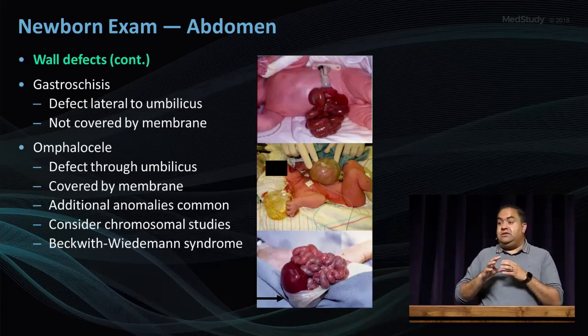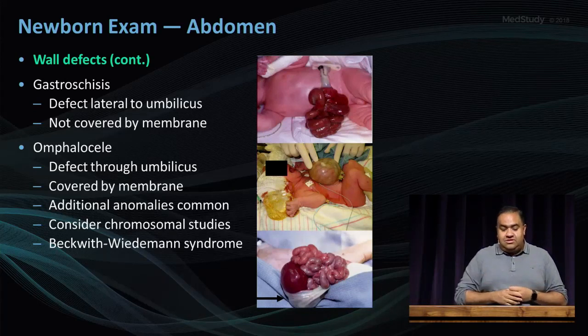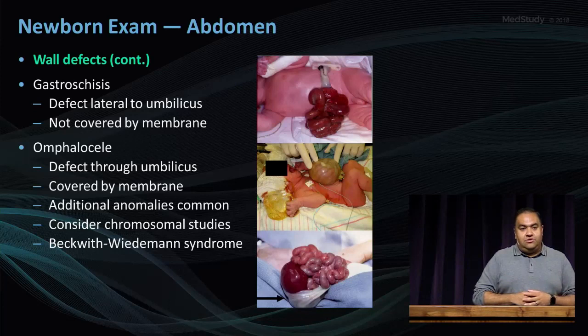Gastroschisis, gastro has gut issues that go with it. So usually they have feeding intolerance. They'll have higher risk of strictures. And so when they have just an isolated gastroschisis, you worry about more of the gut type issues. It's a defect lateral to the umbilicus, not covered by a membrane. And so that's how you can differentiate the two, okay?